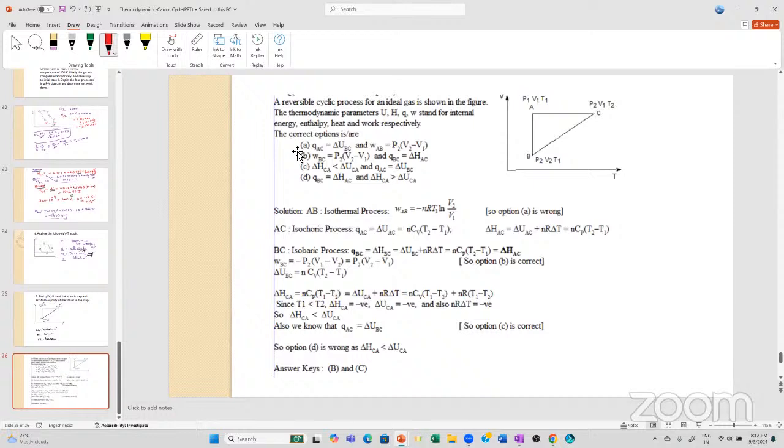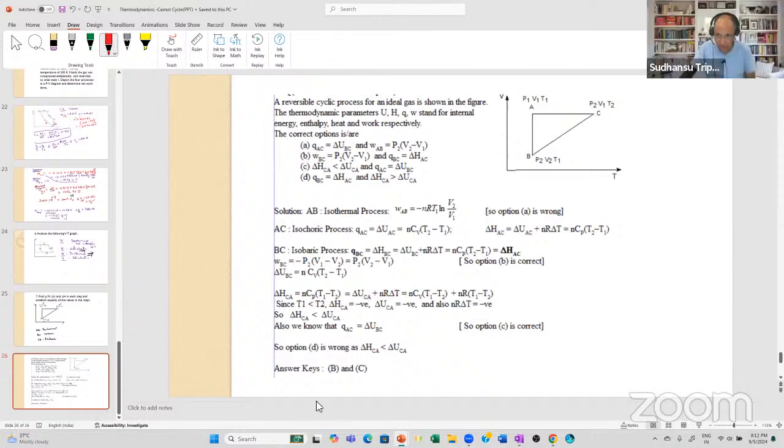Yes, sir. These are the 4 choices. I have worked out the answer. A, QAC is equal to del UBC, and work done AB is equal to P2 (V2 minus V1). You work out the details, you will find the correct answer will be B and C. Don't look at my answer, you yourself answer. You will find both B and C are the correct answers, others are wrong.